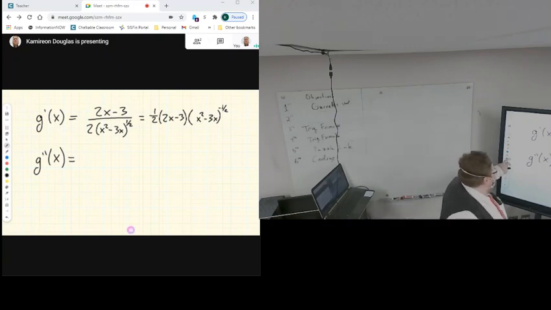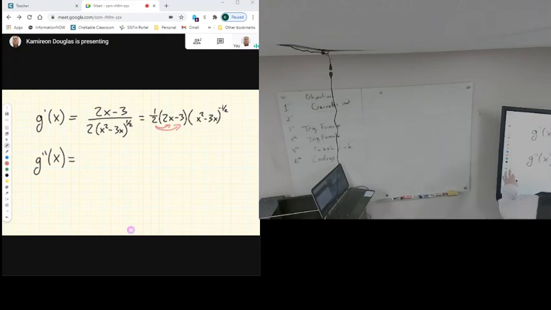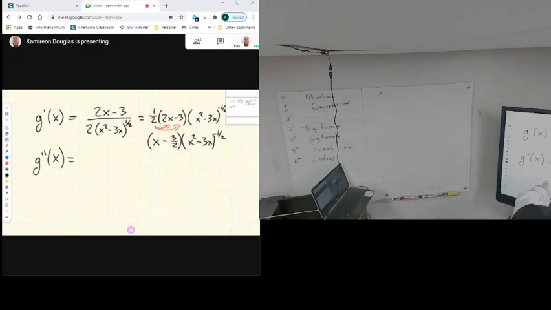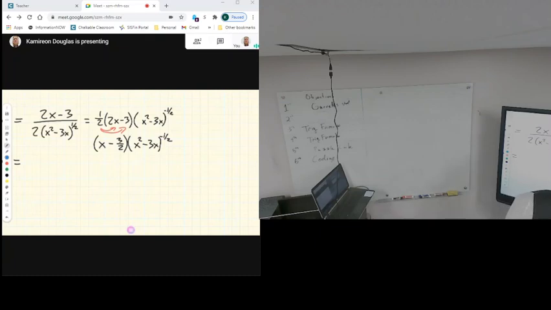Sure, happily. So if I'm going to do the product, I'm going to distribute this 1/2 inside, giving me this slightly different function: (x minus 3/2) times (x squared minus 3x) to the negative 1/2 power. With this function, I'm going to label this as my left-hand piece, this as my right-hand piece. To do the product rule, I need the left, the right, the derivative of the left, and the derivative of the right, and determine what each one is, so I can plug into the product rule.